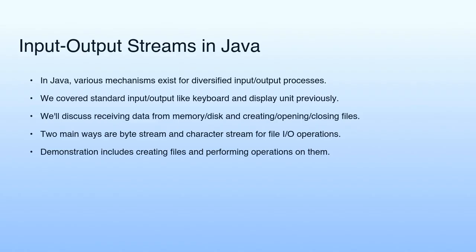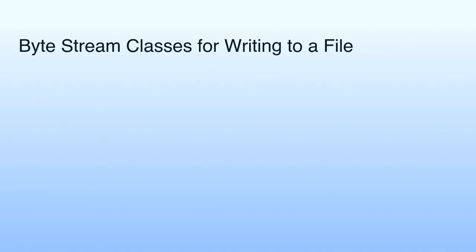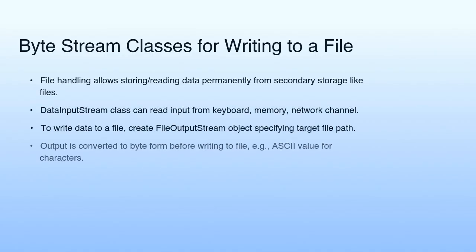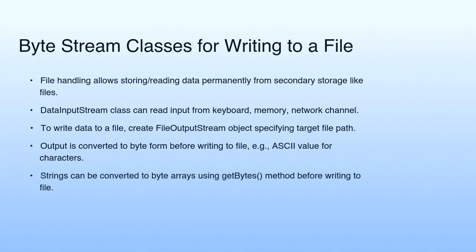The 2 main approaches are byte streams and character streams for file I/O operations. This demonstration includes creating files and performing operations on them. File handling allows us to store and read data permanently from secondary storage like files. The InputStream class can read input from sources like the keyboard, memory or a network channel.